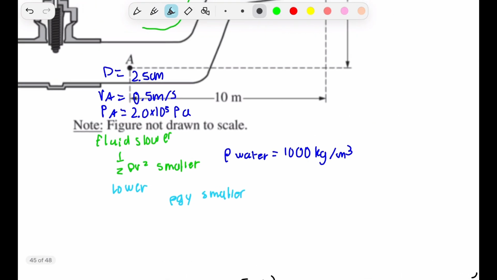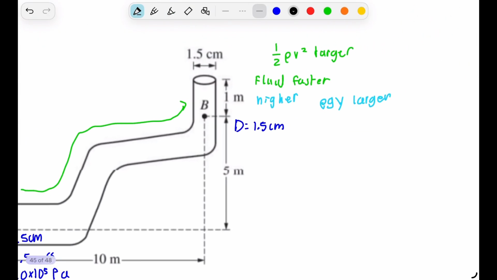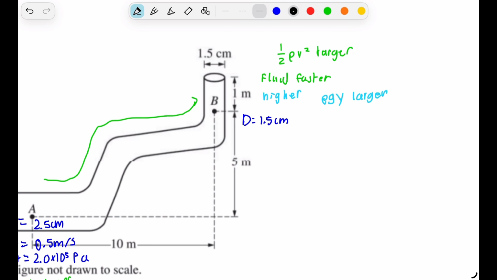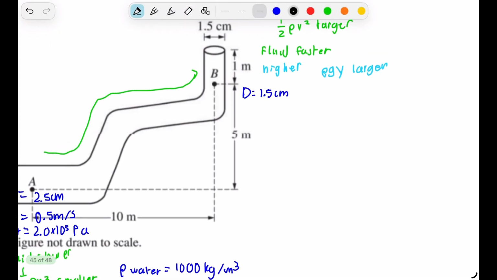The density of water is 1,000 kilograms per meter cubed, and this flows through the entire system, so that's going to stay constant. Then at the top, we know that the 1/2 rho v squared will therefore be larger, and we already know that the fluid up there flows faster. We also know that it's higher up, so that rho gy, with y being the height, is going to be larger. And the diameter at this point is 1.5 centimeters, which sets the cross-sectional area.